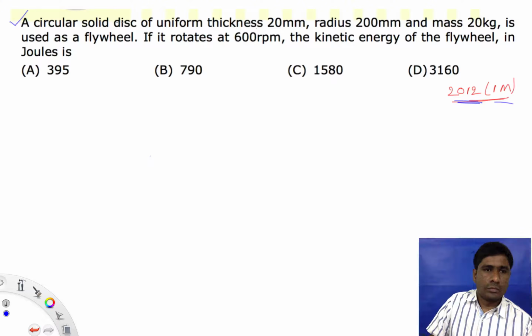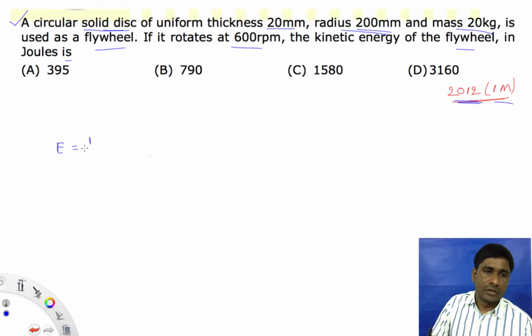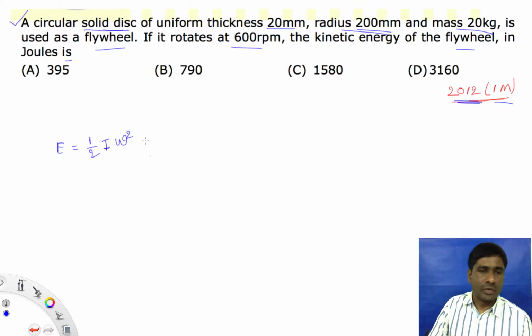And let's see this one. A circular solid disc of radius this much and thickness this much, and they have given mass also. Now this solid disc is used as a flywheel, and it's rotating at 600 rpm. We need to find the kinetic energy of the flywheel in joules. This is a straightforward problem. What is the formula for kinetic energy of any rotating body? That is half I omega square, just like in linear motion half m v square.